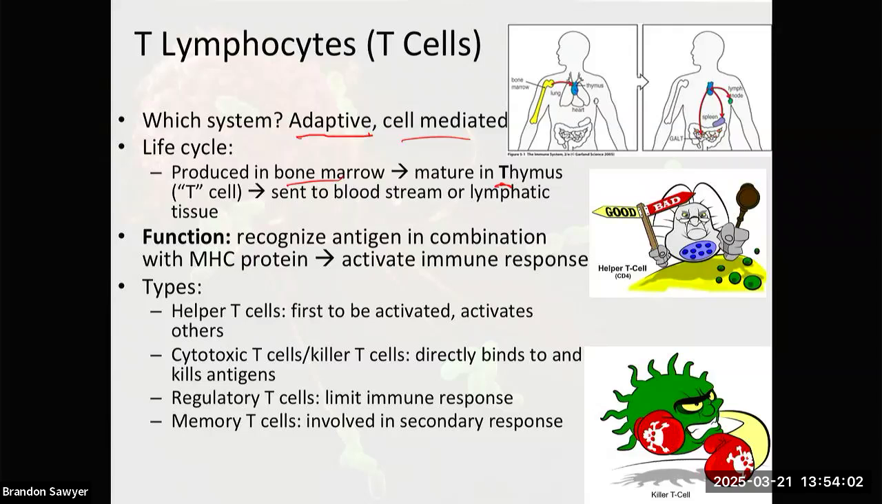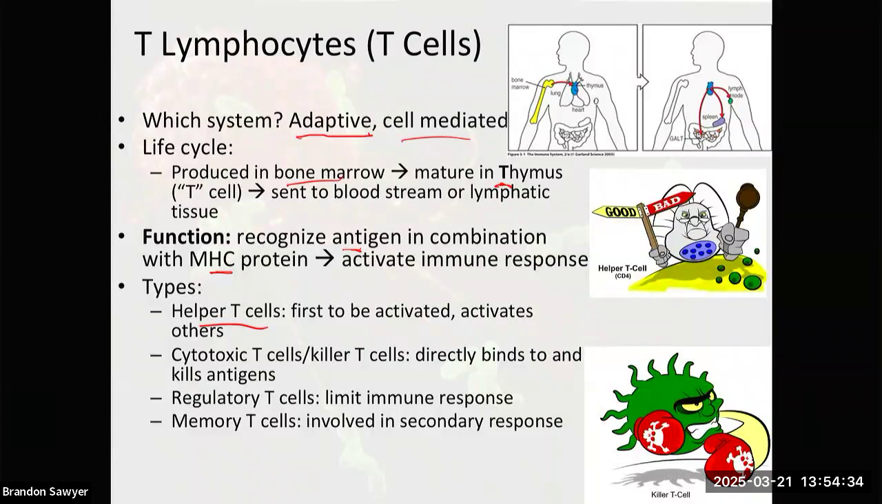Their main job is to recognize an antigen in combination with an MHC protein, and then they help to activate our immune response. So very specifically, our helper T cells are the first ones of this group of cells to be activated, and they will help to activate the rest of the adaptive immune system. So helper T cells are the ones that a cell that gets an antigen from the periphery somewhere is going to bring back and show to a helper T cell.